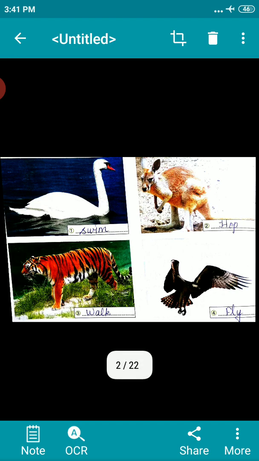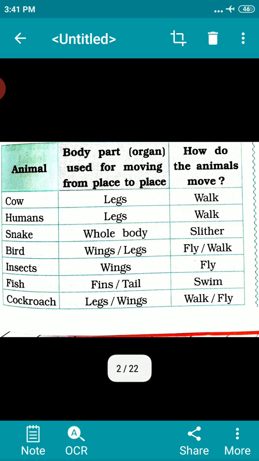See here, the swan swims, the kangaroo hops, the lion walks, the tiger walks, the birds fly. So if you see the animal cow, which part of the body is moving? Legs. How do they move? They walk. Humans, they use legs to walk.